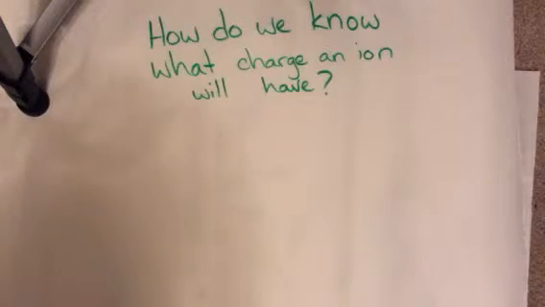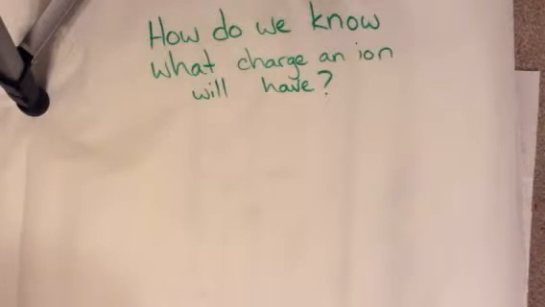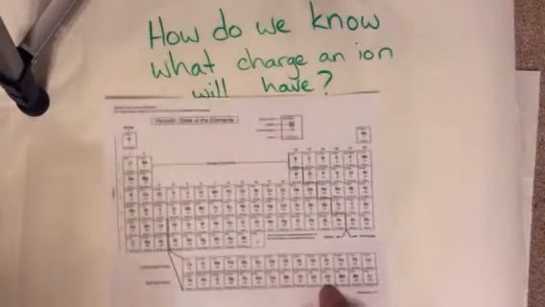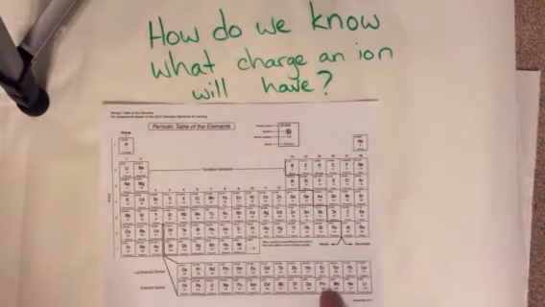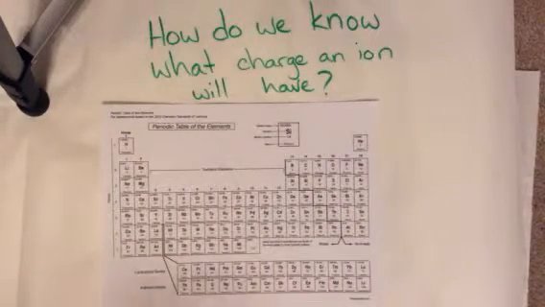Okay, so if you watched the other video, you'd know that we're going to be naming compounds. And when we name compounds, we have to name the ions. How do we know what charge an ion will have? This is the main question. We have to know certain things about the periodic table in order to properly name these compounds. So here's a crash course on the periodic table, sort of like what we did in class the other day.